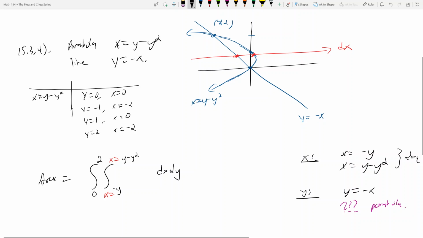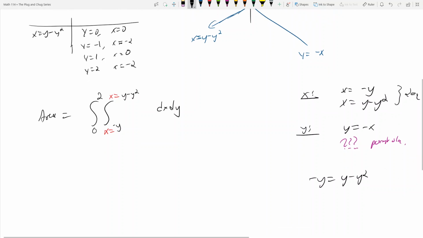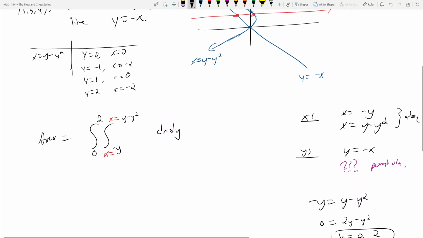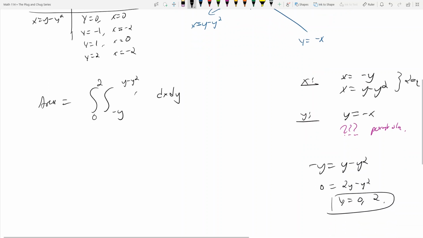How do you find that? One way is to set these equal to each other. So you have negative y equals y minus y squared, and then you get 2y minus y squared equals 0, and then you get y equals 0 and 2. That's how I get the bounds here. So there are my bounds, dx dy, that gives me the area. There's technically a 1 in here.